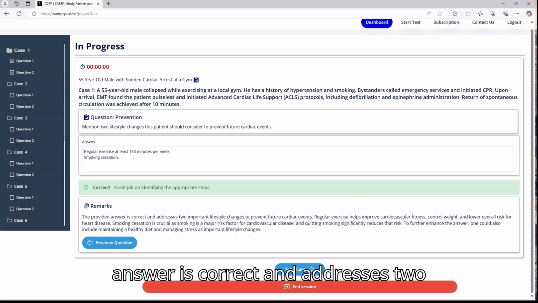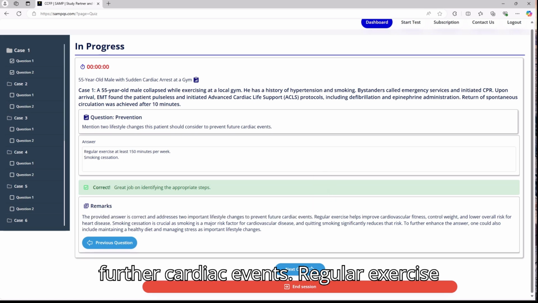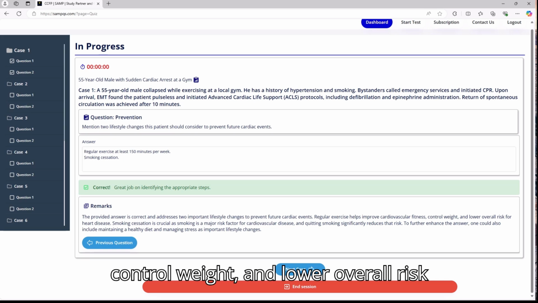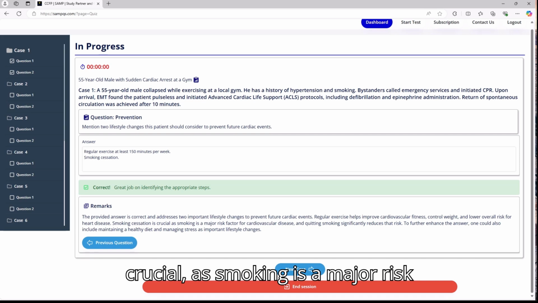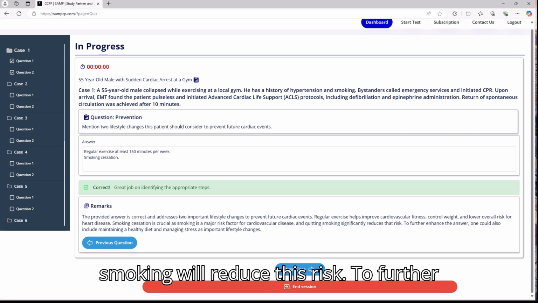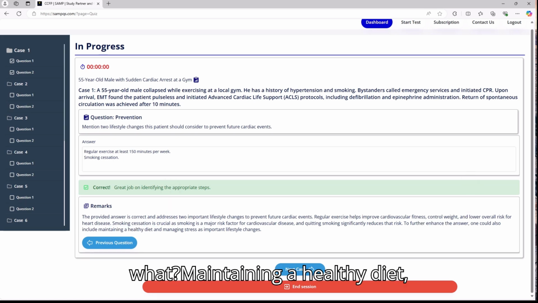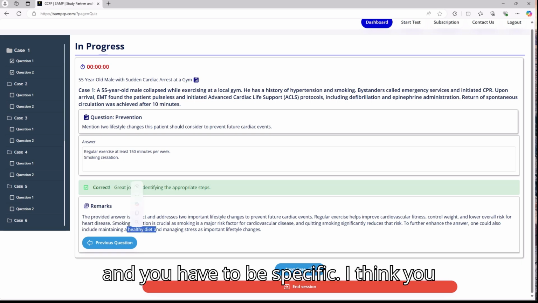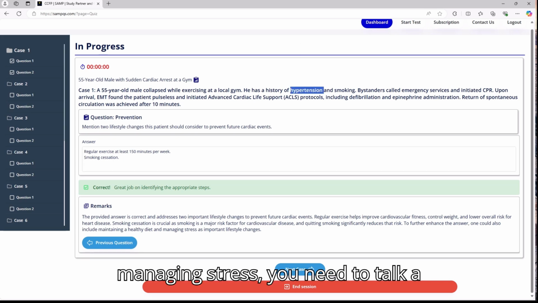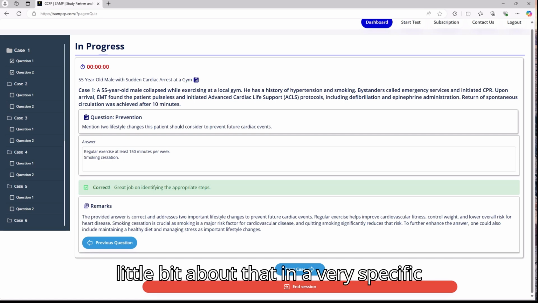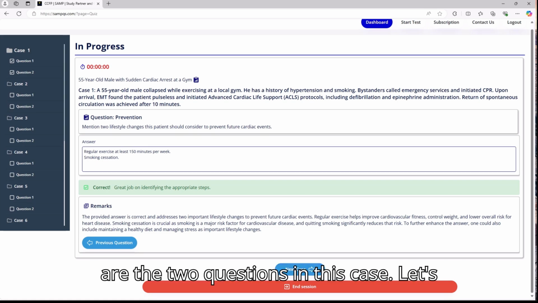The provided answer is correct and addresses 2 important lifestyle changes to prevent further cardiac events. Regular exercise helps improve cardiovascular fitness, control weight, and lower overall risk for heart disease. Smoking cessation is crucial as smoking is a major risk factor for cardiovascular disease, and quitting will reduce this risk. To further enhance the answer, one could include maintaining a healthy diet, and you have to be specific. I think you should say something around the DASH diet, especially with hypertension, and managing stress. You need to talk about that in a very specific way as important lifestyle changes. So these are the 2 questions in this case.